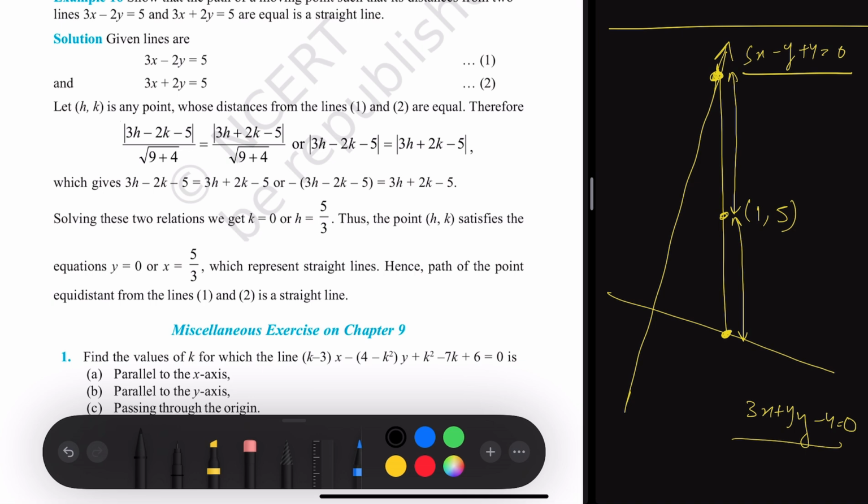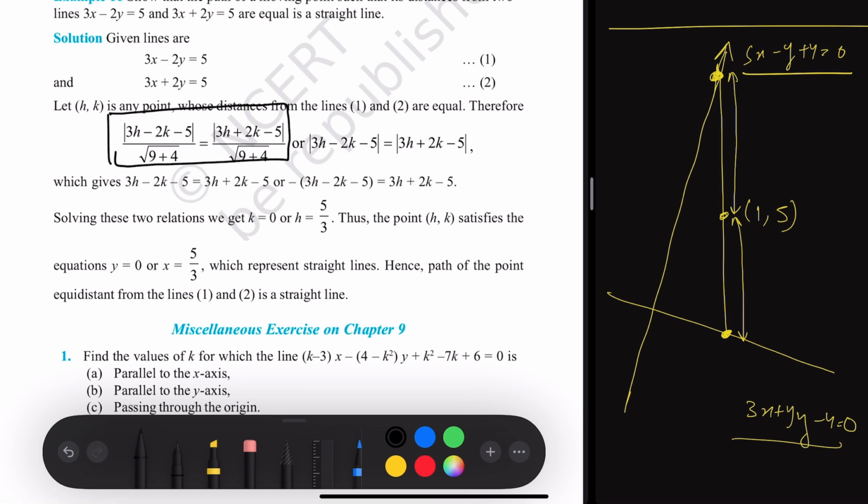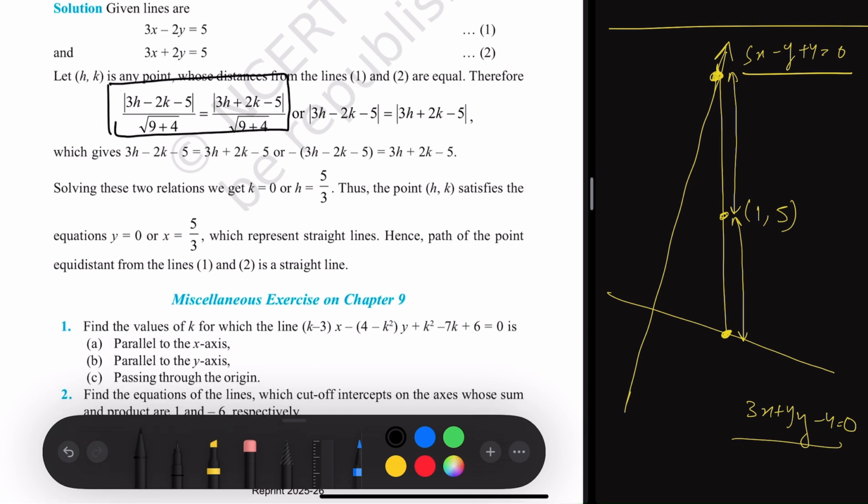So h comma k is a point whose distance from 1 and 2 remains equal. So we also know that here we have used the distance of perpendicular formula, that is ax plus by plus c upon root of a square plus b square ka formula. So simplifying, we know the distance is the same. Because the distance is the same, we have equated them and we have found a relation between h comma k.